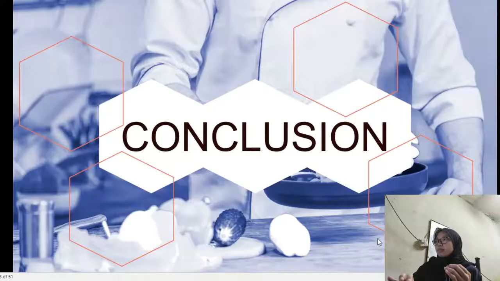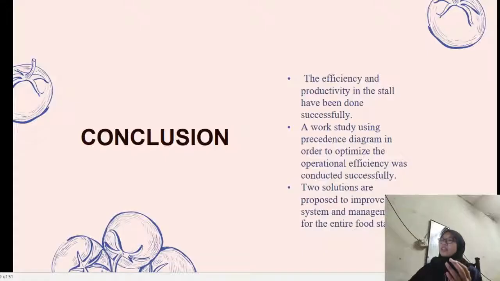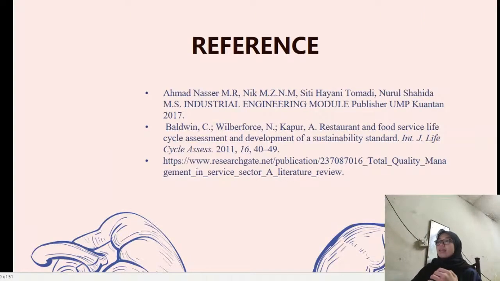Finally, for the conclusion, we can conclude that the efficiency and productivity study in the stall has been done successfully. Our study using a precedence diagram in order to optimize the operational efficiency was conducted successfully. Two solutions are proposed to improve the system and management for the entire food stall. And that's all from us.